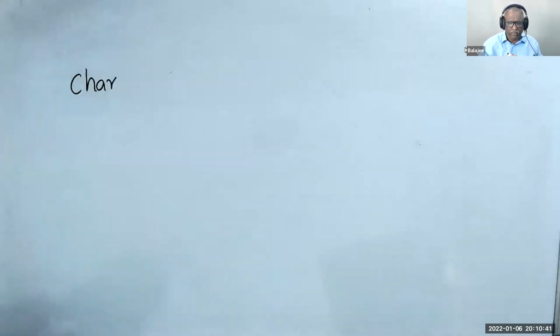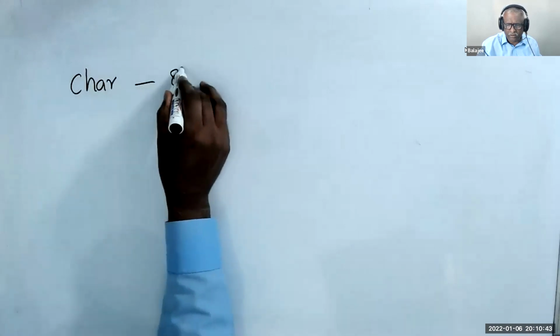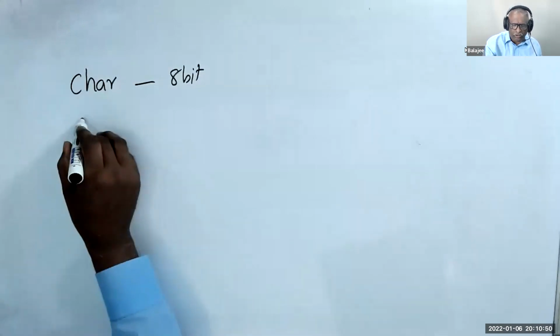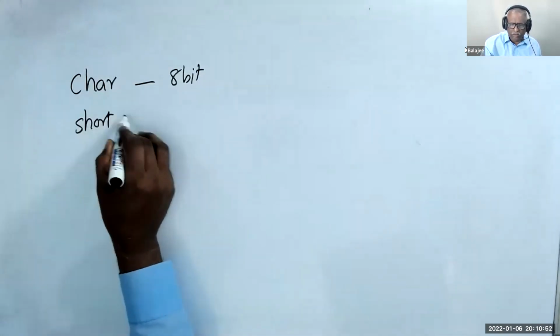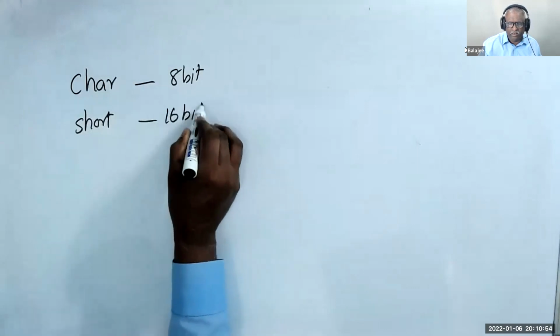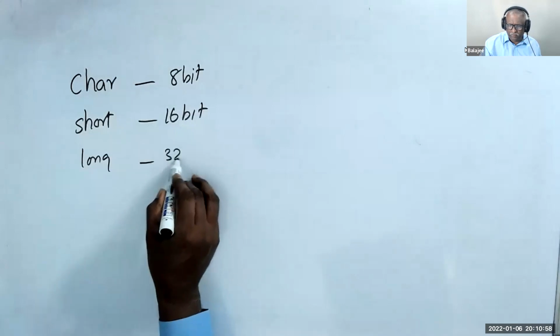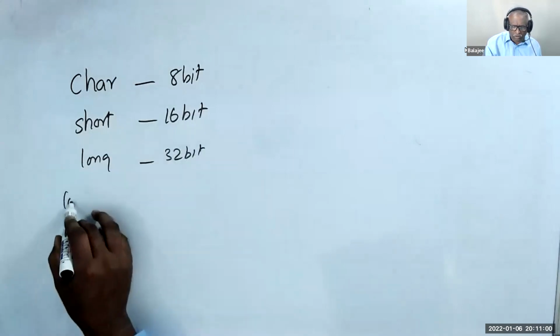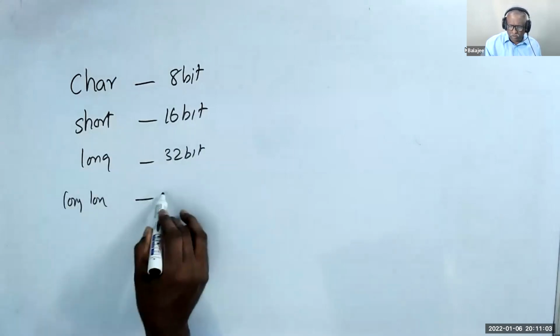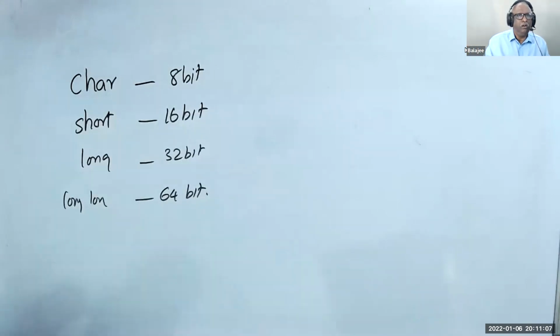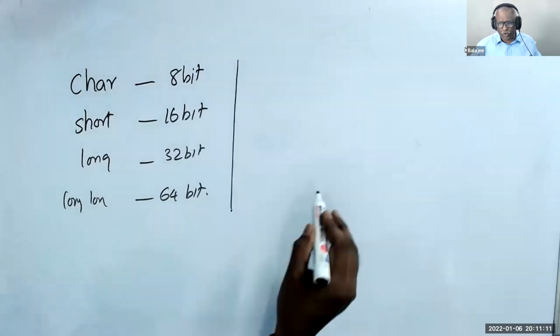char, 8-bit. And then we discussed about short, 16-bit, long, 32-bit, long long. Am I right? Now we declare a storage based on this.